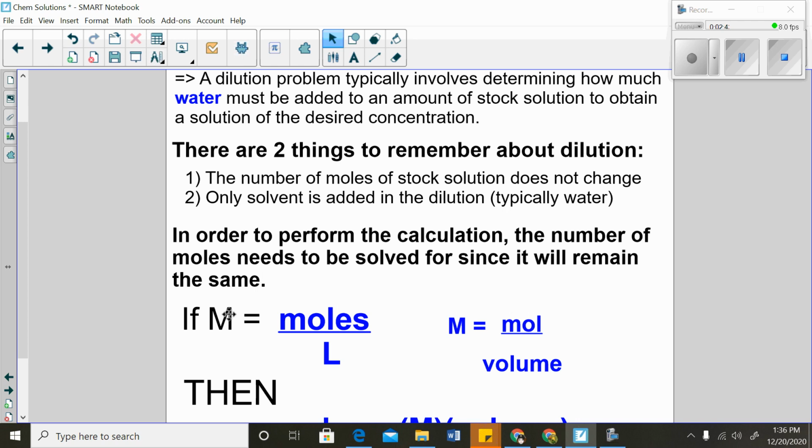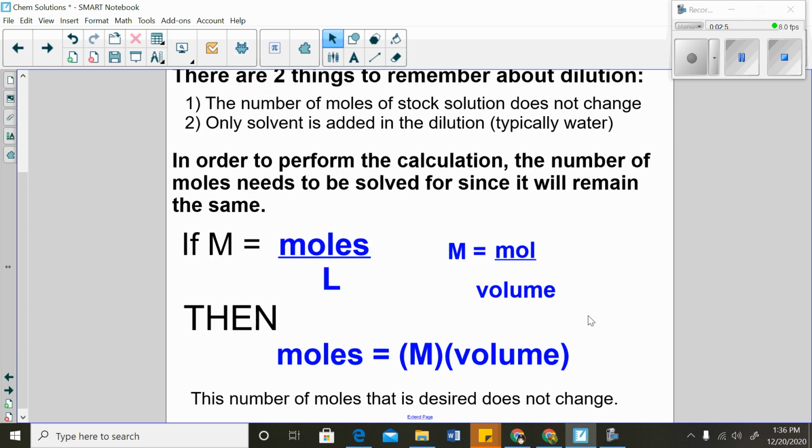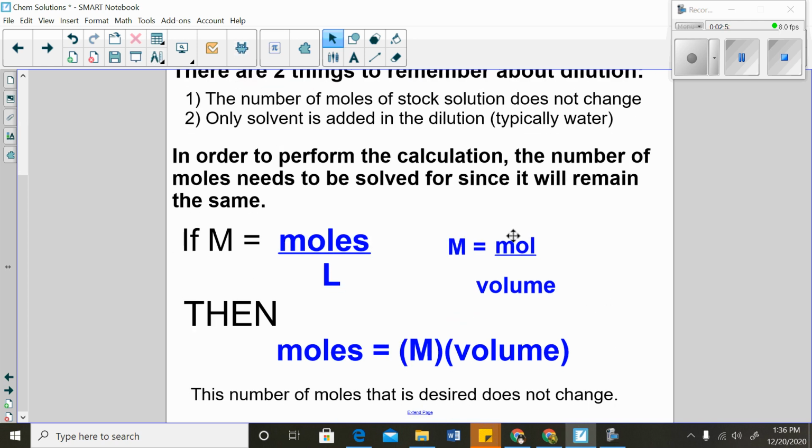If capital M, molarity, equals mole per liter, we can also say that means mole per volume. So I just rewrote volume instead of liter. Therefore, if we solve for mole, which should look familiar from our molarity calculations, if you want mole by itself, that means it's molarity times volume. So this number of moles is not going to change when we're solving for dilutions. We're not there yet, but I'm just trying to show you how this is derived.